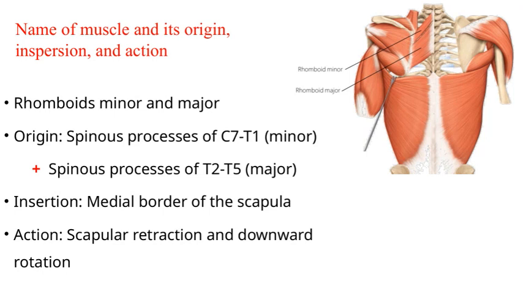Now, let's take a closer look at the rhomboids, both minor and major. These muscles originate from the spinous processes of C7 to T1 for the minor and T2 to T5 for the major. They both insert on the medial border of the scapula. Their primary actions are scapular retraction, which means pulling the shoulder blades together, and downward rotation, which helps position the scapula properly during movements like lowering the arm. Understanding these muscles is crucial because they play a key role in shoulder stability and movement, tying into the overall theme of shoulder and back muscle function.